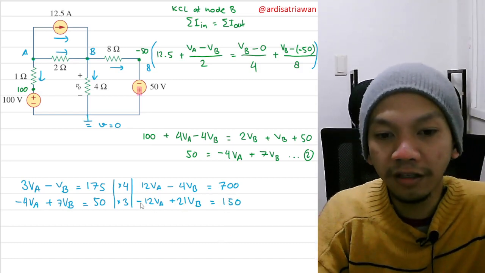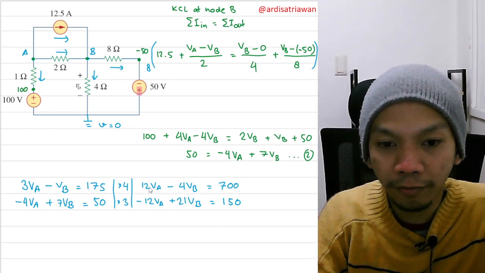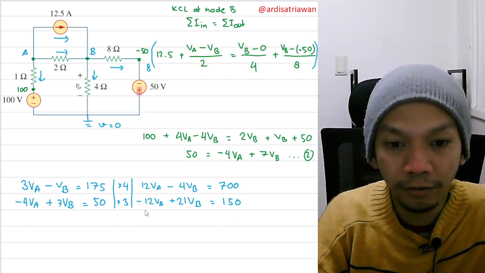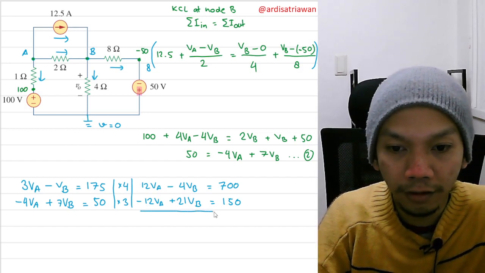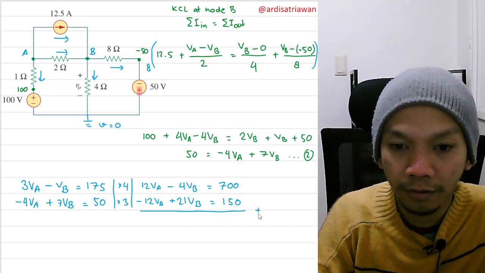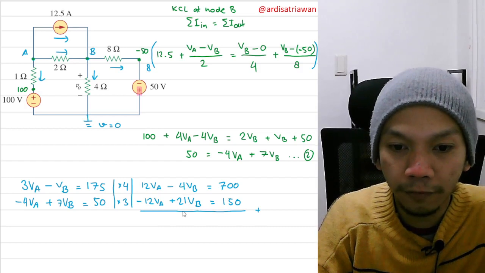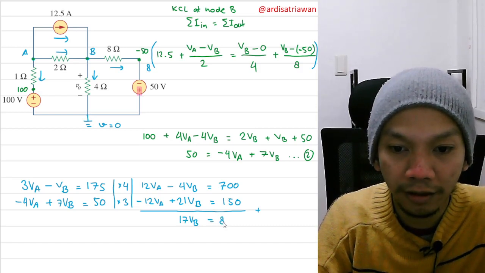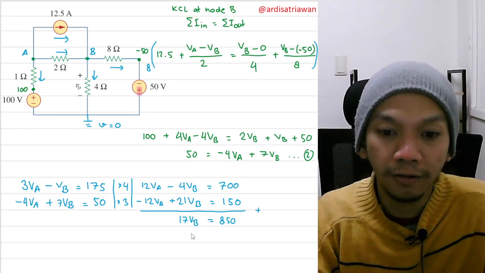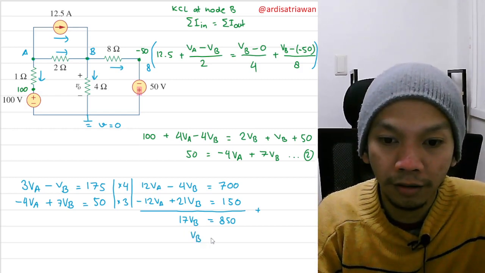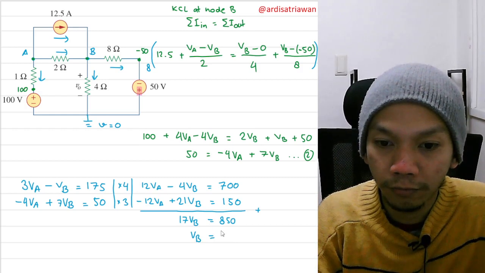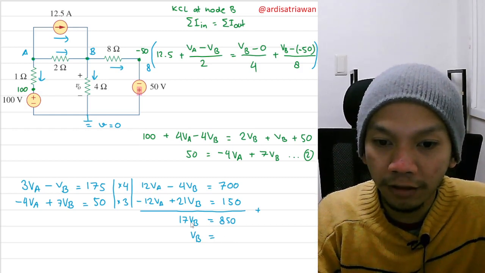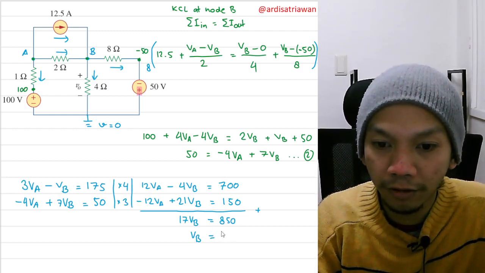Okay, now we can just add them up because this 12 and minus 12 will cancel each other. So I will have minus 4 plus 21, which is 17. 17 VB is equal to 850. But that means that we have our VB is equal to what? 850 divided by 17, that will be 50.